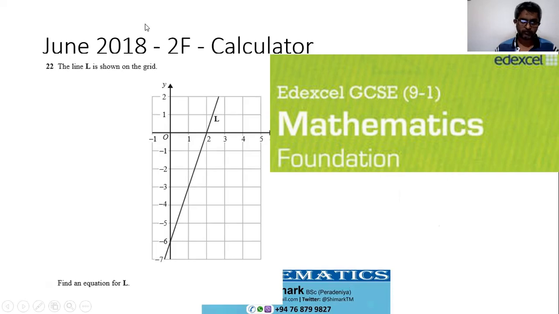Find the equation. First we find the y-intercept. The y-intercept is -6, so C is -6. Now first we find the gradient. We're just going to take any two points.